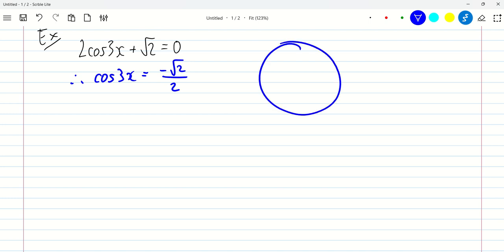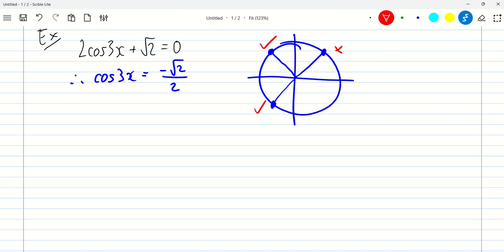Let's draw our circle. Where is cos equal to root 2 on 2? Cos is equal to root 2 on 2 there, but we want negative root 2 on 2, so remember cos is x, and so that's going to be there and there. Just to make it clear, that one and not that one. Okay, so there my cos 3x is there. Okay, so my next line is writing down the following.